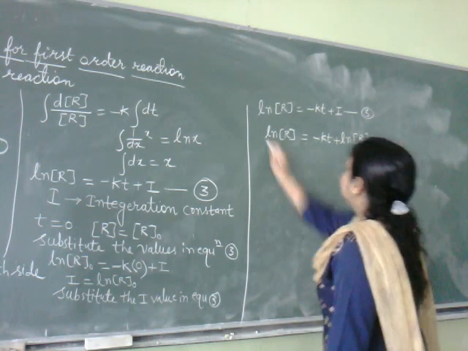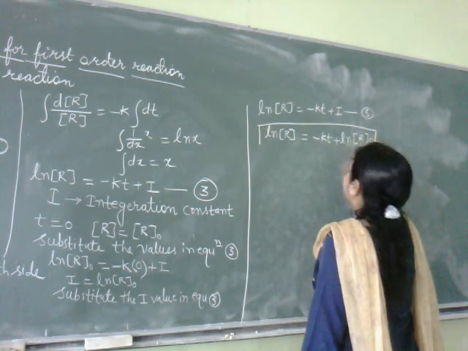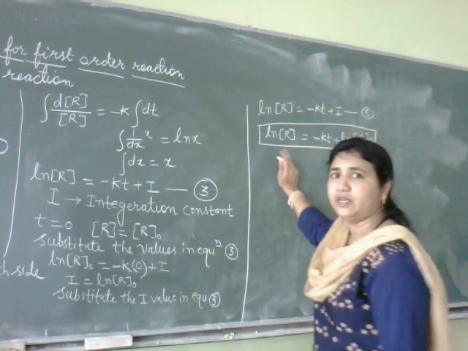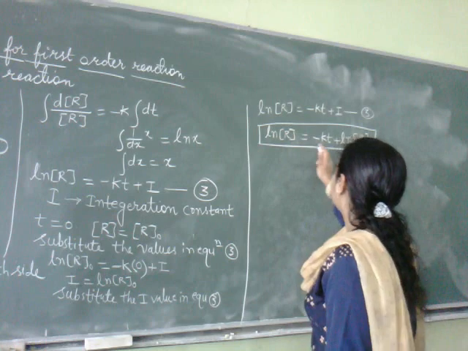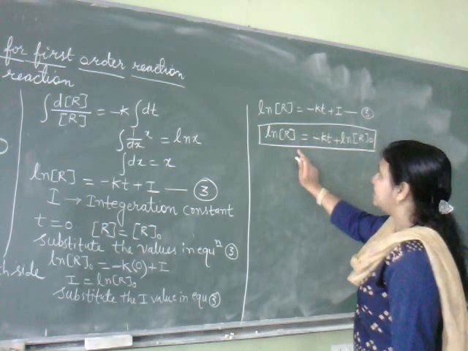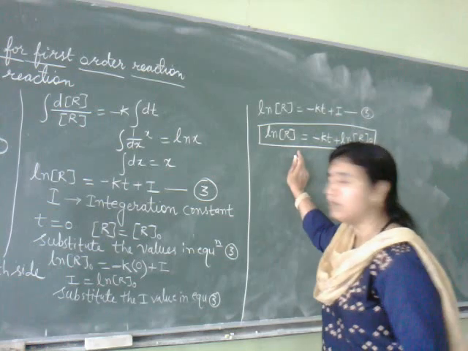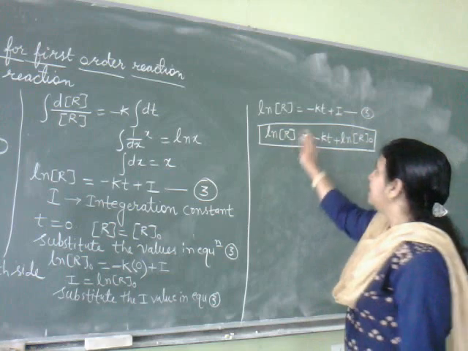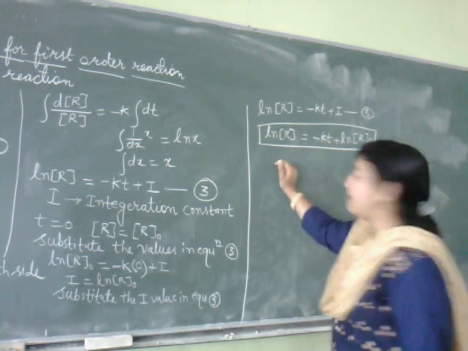Okay, so this is one equation that we can plot the graph by using. ln R is equal to minus kt plus ln R naught. It is one of the important equations, and by this equation we can plot the graph. Okay, so we will plot later. Now we will continue and complete this.